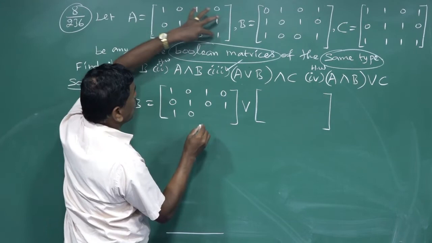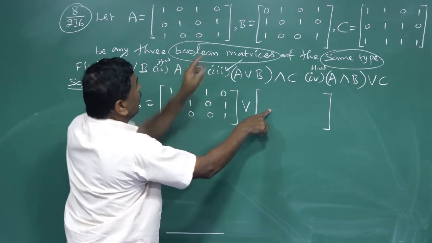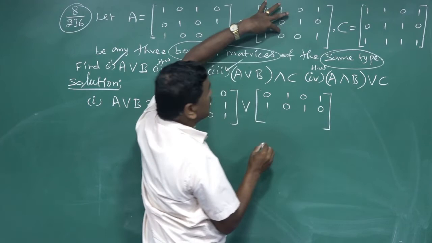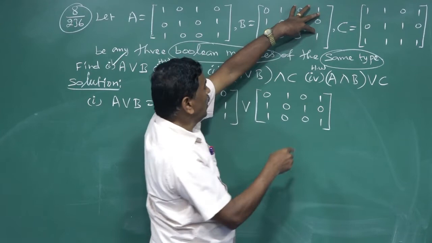Okay, next B matrix. Because here B, so that is why it is B. Where B matrix equal to 0, 1, 0, 1. Okay, next here. 1, 0, 1, 0. Next, third row. 1, 0, 0, 1. Which is B matrix. Okay, now it is very simple.